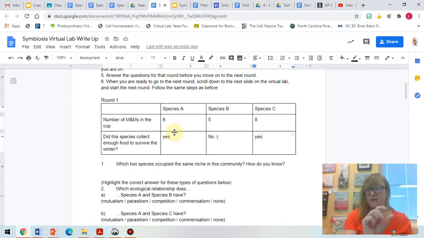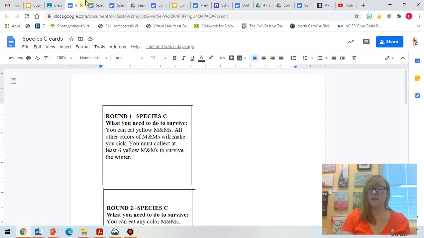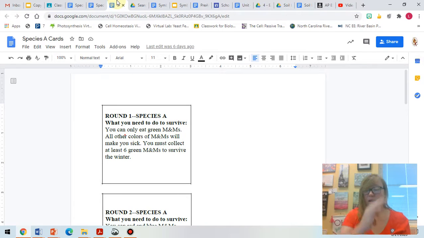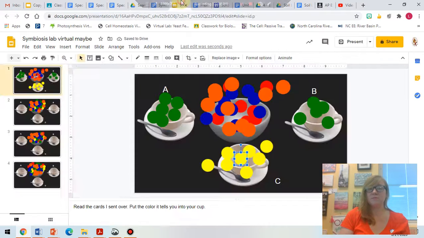I just counted the number of M&Ms I put into each cup. Remember, how did I know what M&Ms to put and how many to put? I had to go to my classwork and look at my cards, and I needed to read the cards. Okay, that's where I got all the information from. If it's still not clear, I can always work with you on one of the rounds and then let you go off on your own, because I want you to be able to do it on your own or with your partners. So I have round 1 done. I answered all the questions.